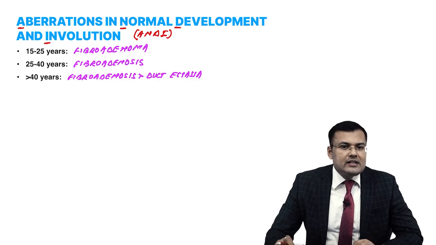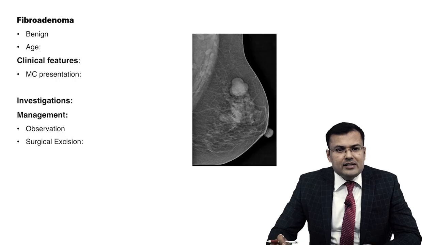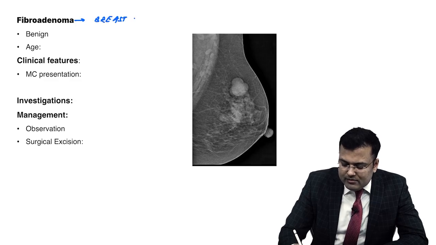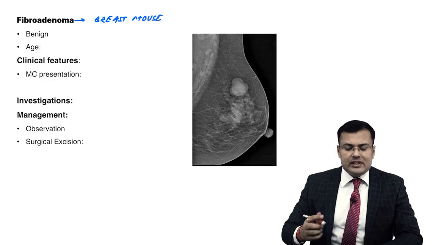One by one, we are going to discuss. First of all, see the fibroadenoma. It's a benign tumor. What is the other name of fibroadenoma? It is also known as breast mouse. Can you tell me why? Because this tumor is highly mobile. That's why it's known as breast mouse.